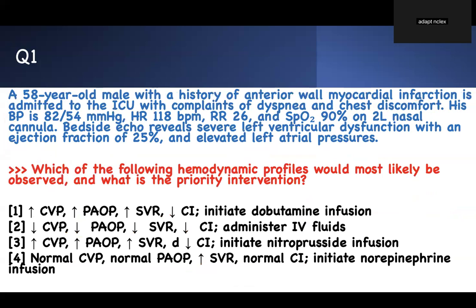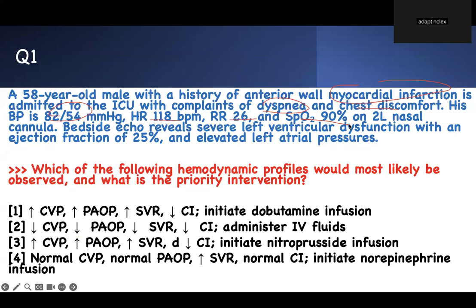Old male with a history of anterior myocardial infarction. The patient has a what? MI, right? That means he has a heart attack, right? Boom. He's admitted to the ICU with the complaint of what? Same story. You see, dyspnea. When your heart is failing, your lung is in trouble. He has chest discomfort. His blood pressure is what? This hypotension, low heart flow problem. Heart rate 180 due to the hypotension, right? Respiratory rate of 26, saturation is going down on 2 liters due to the backward flow. Probably the wedge pressure is going up.